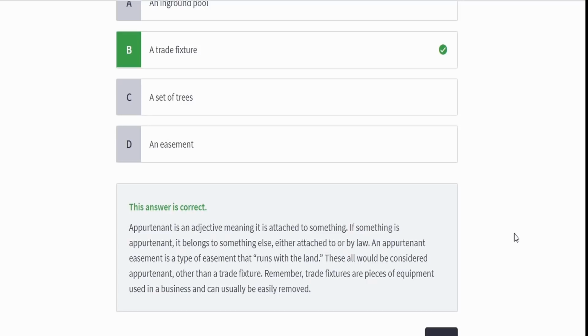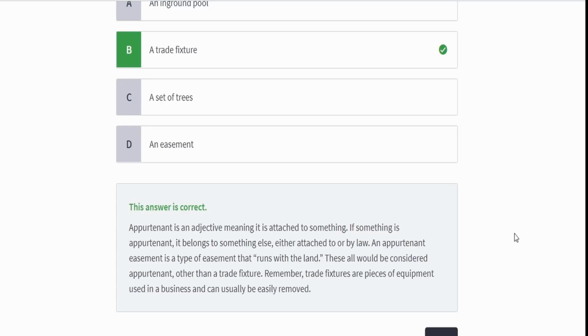So appurtenant is an adjective, meaning it is attached to something. I actually have a fantastic video on that as well, if you guys are interested, if you don't understand the appurtenance difference. But anyways, if something is appurtenant, it belongs to something else, either attached to or by law. An appurtenant easement is a type of easement that runs with the land as well, and these are all considered appurtenant other than a trade fixture.